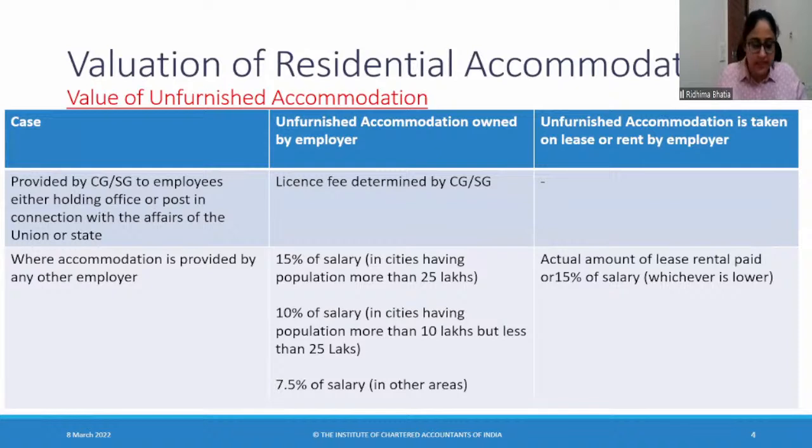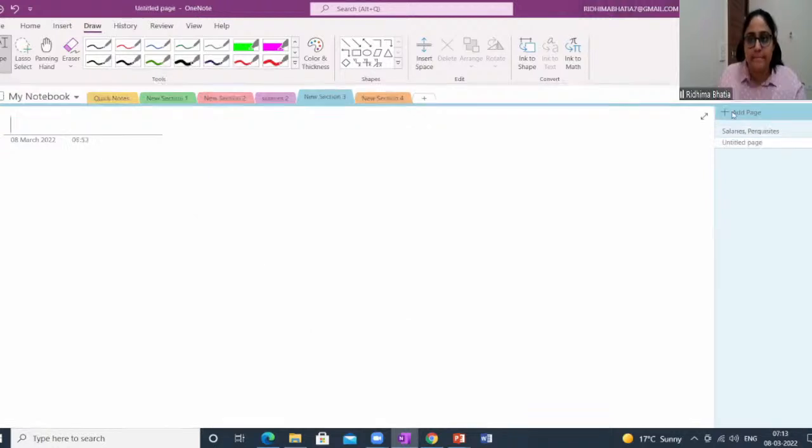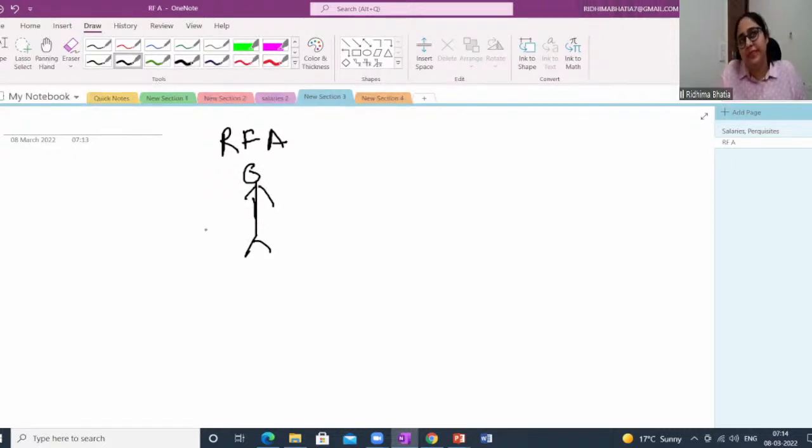Now, students, everyone on the screen, this is something very, very important when we talk about salary. Rent-free accommodation, commonly called RFA. Now, students, two things can happen. Very bad drawing. Okay. You are Mr. X. You come from, say, Lucknow to work in Delhi.